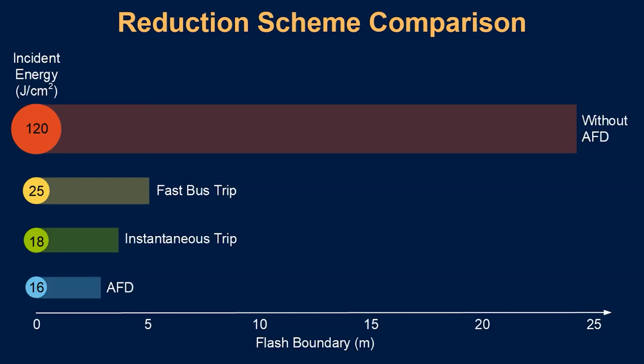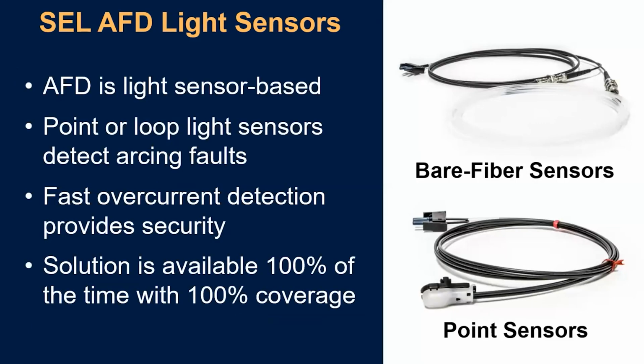Physically, what does this look like? Well, I told you guys we have some light-based sensors. We have 2 forms of this. We have a bare fiber sensor. So you can think of this like a distributed lens. This might run the length of your bus compartment in your switchgear. It could also be run from cubicle to cubicle to cubicle to cover multiple feeder cubicles. But this is something that would need to run in all the compartments where an arc flash could occur.